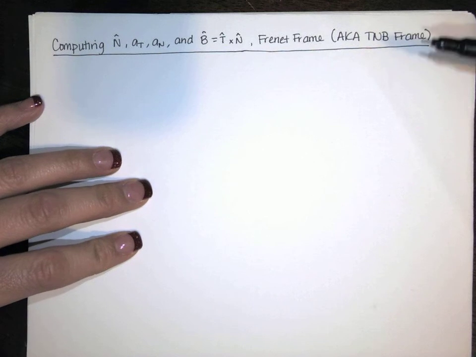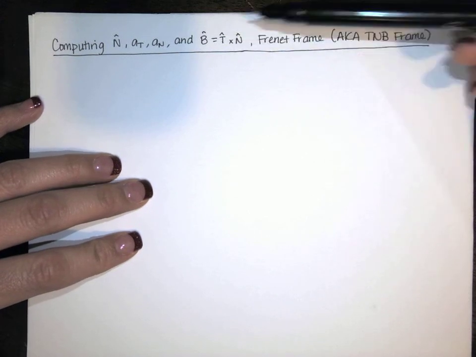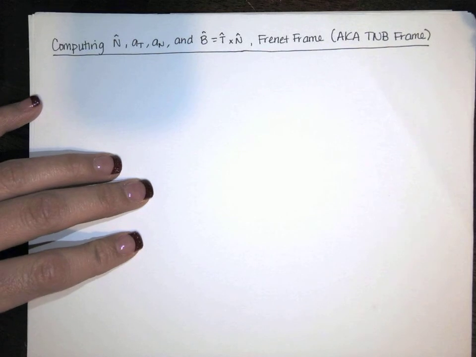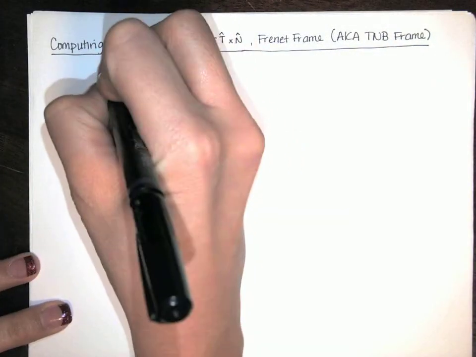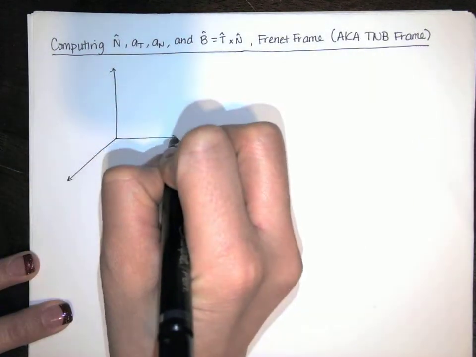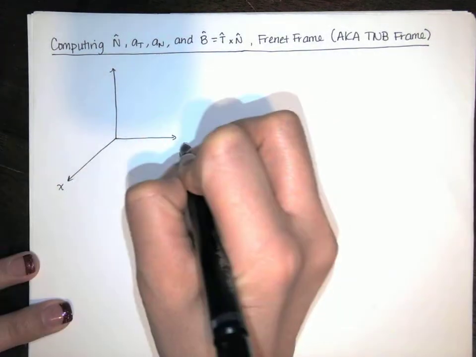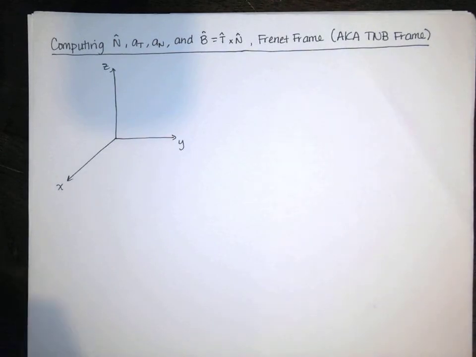Sometimes it's called the TNB frame, and it's a frame made up of the unit tangent, the unit normal, and this vector b, which is called the binormal vector. So let's review just a little bit before we get started. Let's say we're going to assume that we're in three-dimensional space. Now sometimes we're in 2 dimensions in this class, but theoretically all the math could hold in n dimensions. That would be fine.